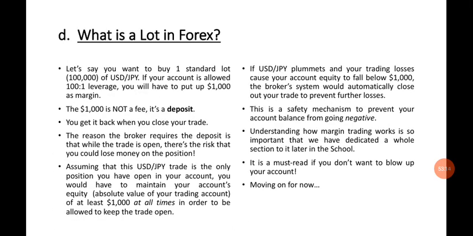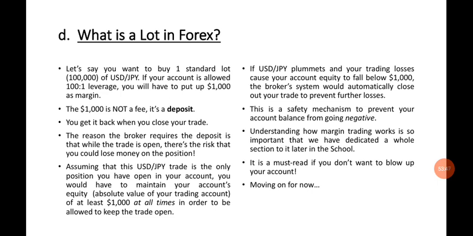Let's say you want to buy one standard lot, which is 100,000 units of US dollar Japanese yen. If your account is allowed 100 to 1 leverage, you have to put up $1,000 as a margin. The $1,000 is not a fee, it's a deposit. You get it back when you close your trade. The reason the broker requires the deposit is that while the trade is open, there's a risk that you could lose money on the position.